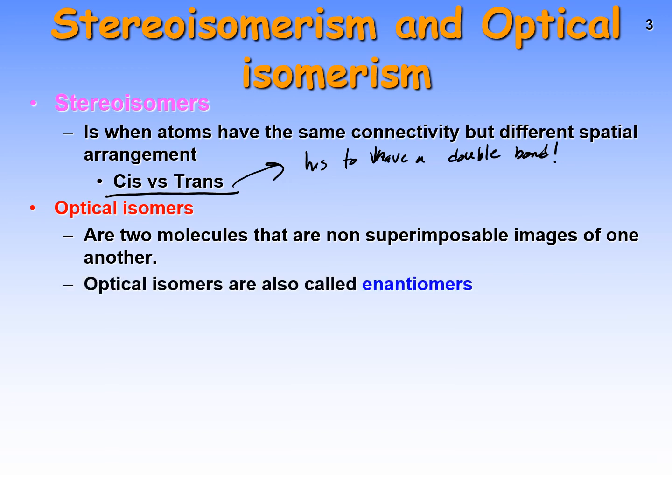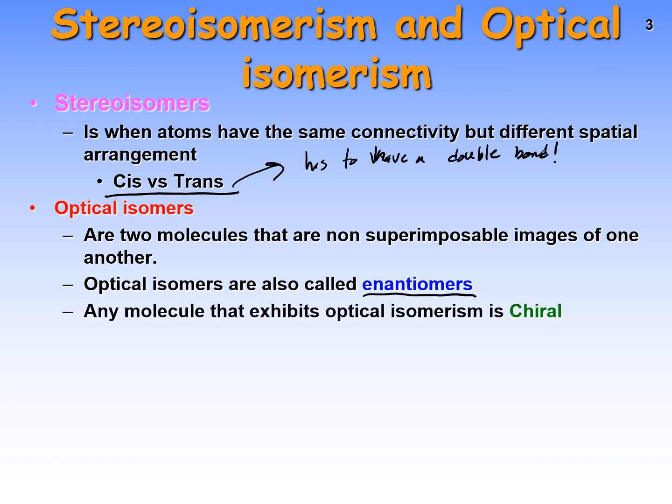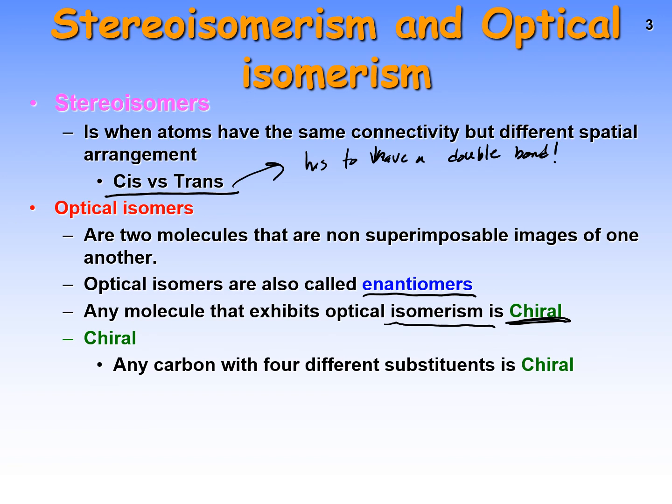Optical isomers, same as in chapter 24, are when we have 2 non-superimposable images of one another. We call these in organic chemistry enantiomers. Any molecule that exhibits optical isomerism is what we call chiral. A chiral carbon is any carbon with 4 different substituents. Substituents are the things attached to that carbon.